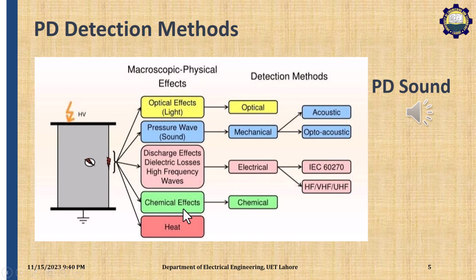And the fourth one is the chemical effect. This is detected by chemical reactions. And the last one is heat. If partial discharge occurs, then there will be heat present there. So these are the detection methods that are used in industry, or in electrical labs.